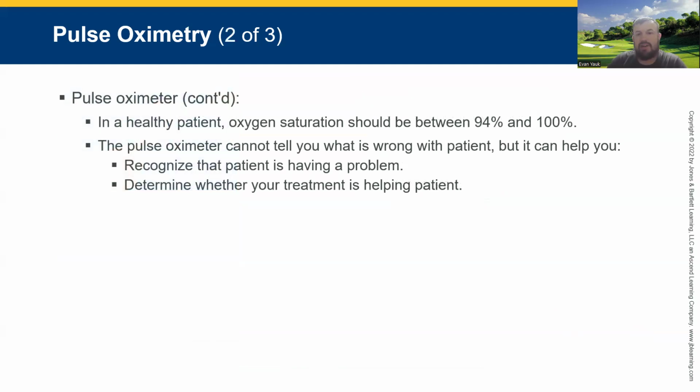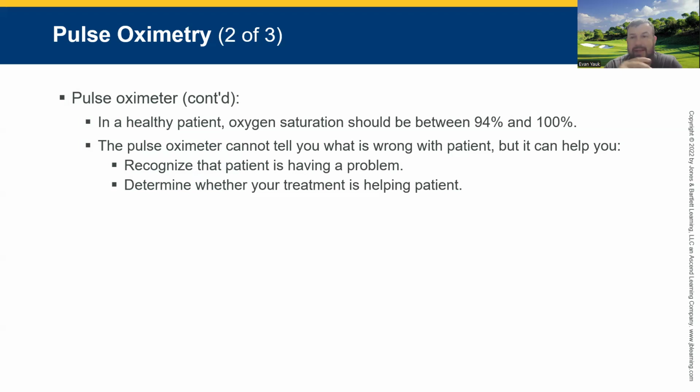In a healthy patient, oxygen saturations need to be 94 to 100. The pulse ox cannot tell you what is wrong with the patient, but it can help you recognize that the patient is having a problem or determine whether the treatment is helping the patient or not. So once again, if I'm at like 91% and I just want to get them up to 94, I'm going to put them on 1 or 2 liters, and I'm going to watch that pulse ox. I'm going to make sure that it's doing what I want it to.